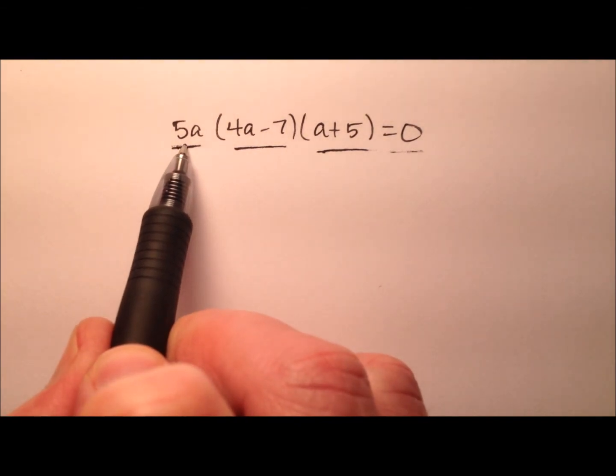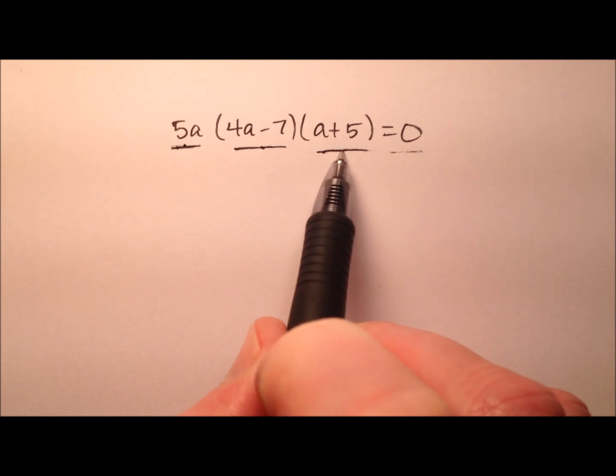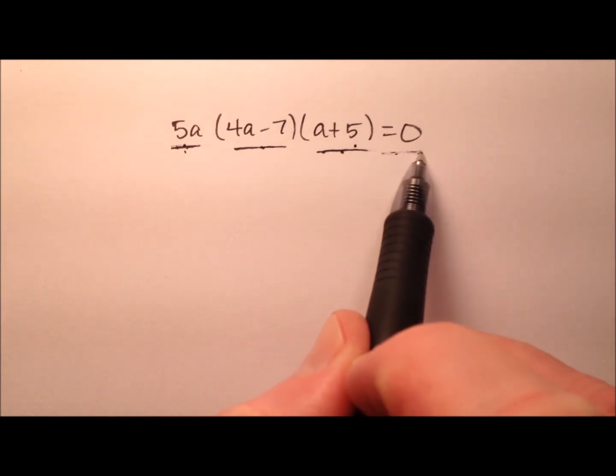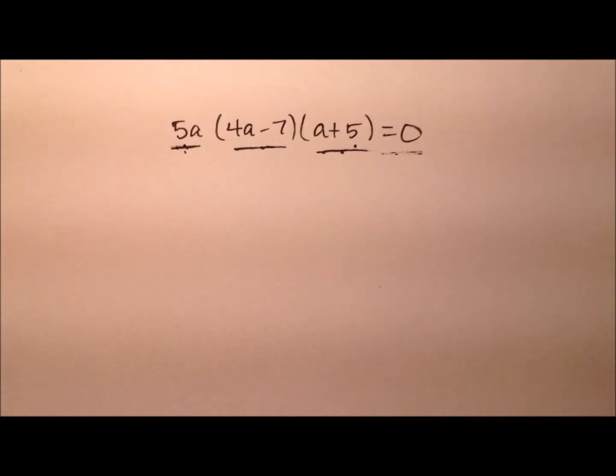So the 5a is one of the factors, and the 4a minus 7 is one of the factors, and the a plus 5 is one of the factors. And all three of these are being multiplied together to get 0. Well, that means that at least one of these factors has to be 0.